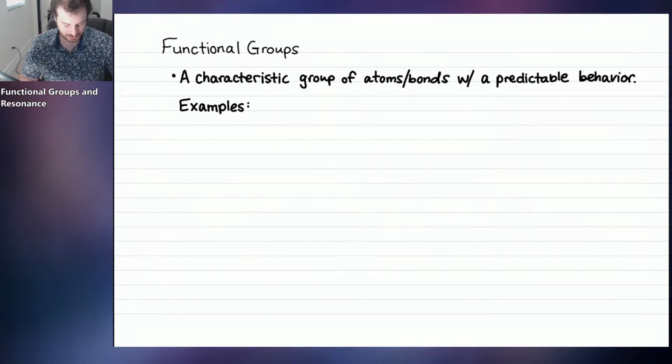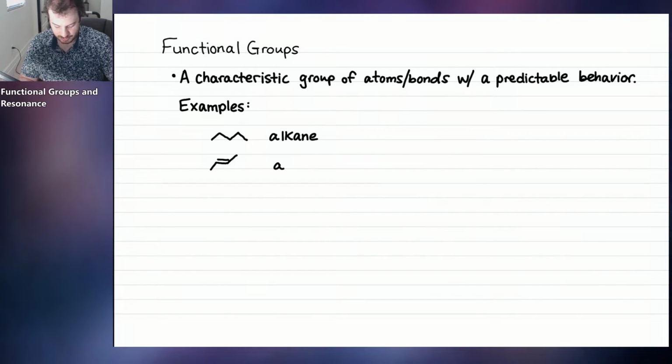Okay, the first and simplest functional group is just the alkane. It's sort of the absence of any functional group. So this is called an alkane. If you have an organic compound that has a CC double bond, a carbon-carbon double bond, we call that an alkene. And a compound with a carbon-carbon triple bond would be called an alkyne.